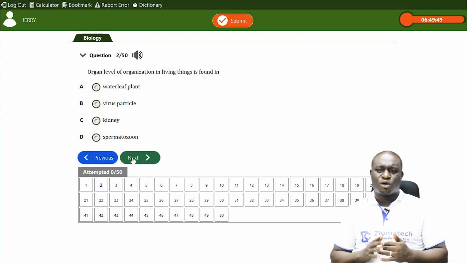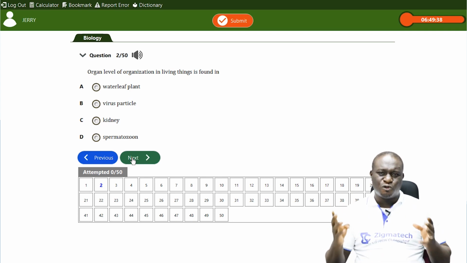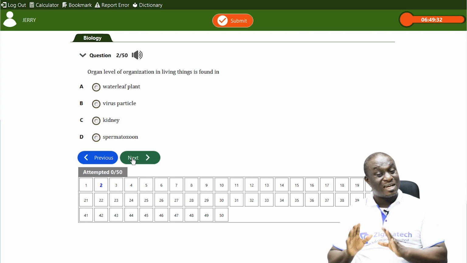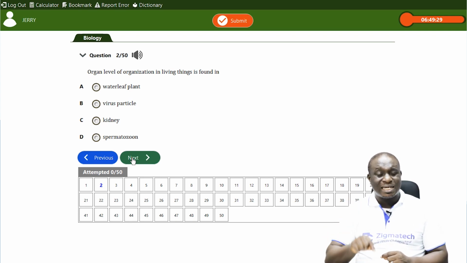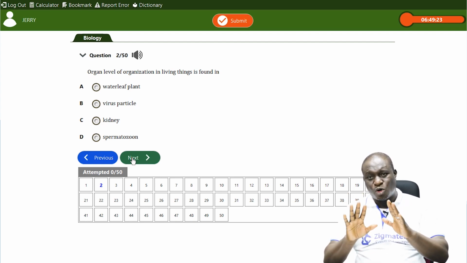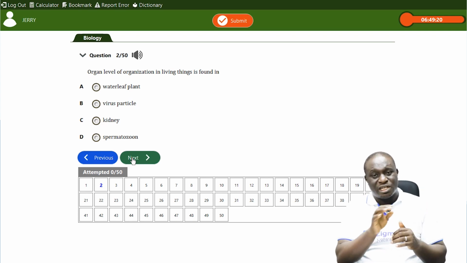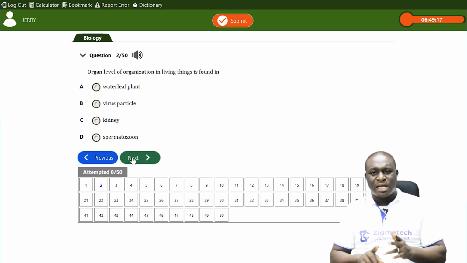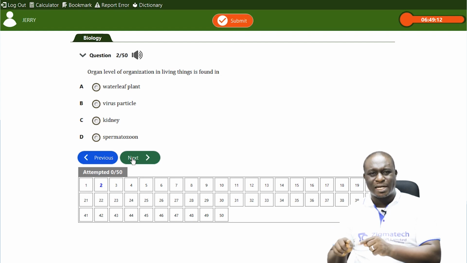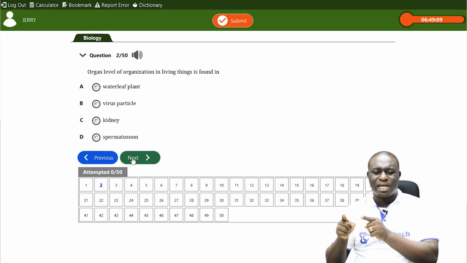Now, if you look at this particular question, option A says water leaf plant. That is a plant. It is a full system. It is a full organism. Option B says virus particle. Now a virus can be classified in this respect: if it is found inside the cell of a living host, it can be called a cell. And option C says kidney. Kidney is an example of an organ, which is the third level of organization in living things.